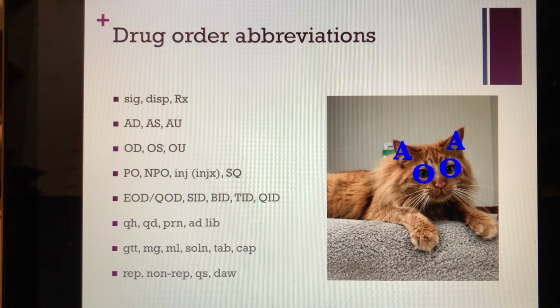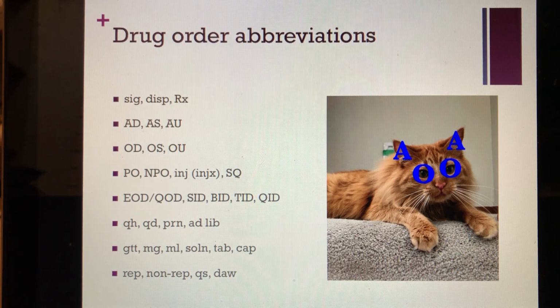They're telling you this is a prescription and we need to dispense it. Sig is an abbreviation of the Latin word signa, and it means these are the words that are going to go on the pill vial. So this is the instructions for the drug. Disp is an abbreviation for dispense, so dispense this drug with these instructions. RX is an abbreviation for prescription, so that's the abbreviation that you're writing a prescription.